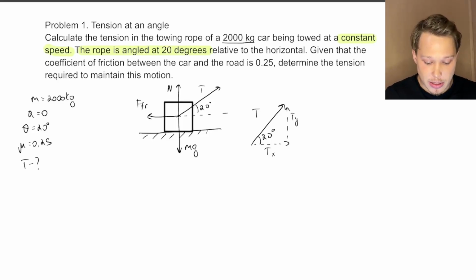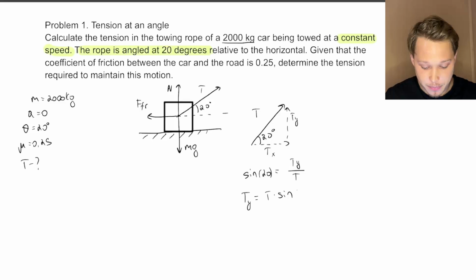So let's remember our SOHCAHTOA, right? Sine is the opposite side, Ty, over the hypotenuse. So sine of 20 degrees is going to be equal to Ty over T. If we multiply both sides by T, we'll have Ty is equal to T times sine 20. Similar trick we can do with the adjacent side right here, Tx, right?